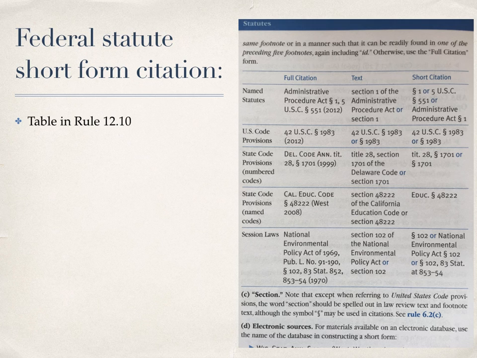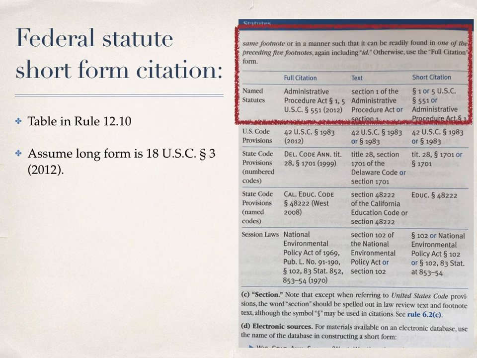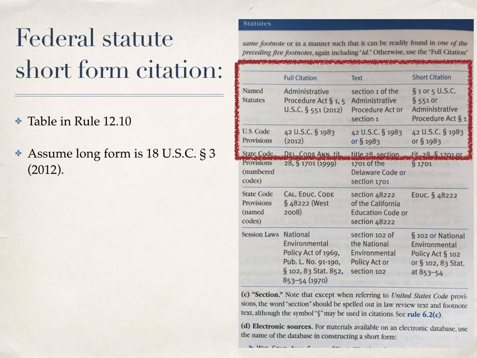Remember, cites are there to help the reader and to make the reader's job easier in finding the information that you're relying on. So try to pick a form that is going to be most helpful to your reader, while also not distracting the reader with a lot of superfluous information. So let's talk about some of the possible short forms you might have. Assume your long form citation is to 18 U.S.C. Section 3, published in 2012. Possible short forms are going to be listed up here in the very top of T12. Note that there's a full citation example given, a textual citation given, and a short citation.